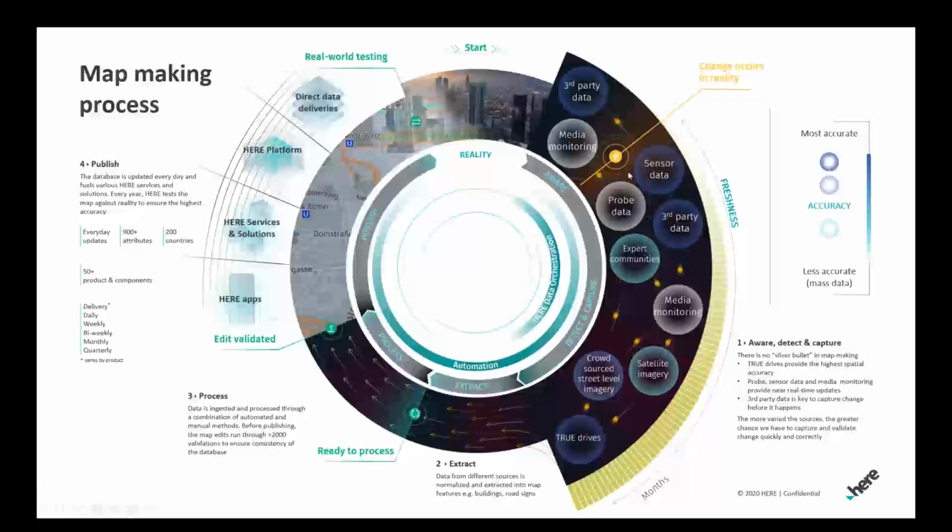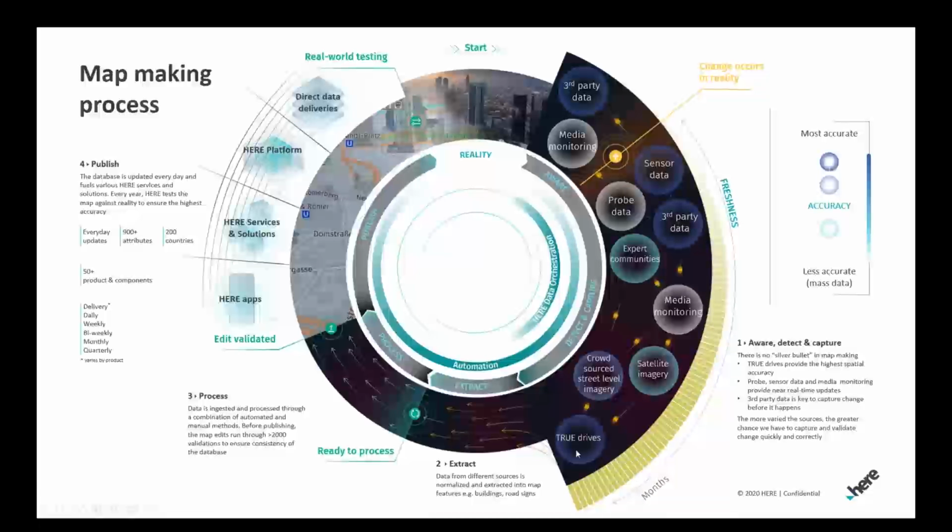So this change in reality is represented somewhere here, where proactively, so before the change is taking place, we have means of understanding what will happen in the future. That can be via third-party data sources or monitoring the media. But there are also ways of detecting changes once they have already taken place in reality.